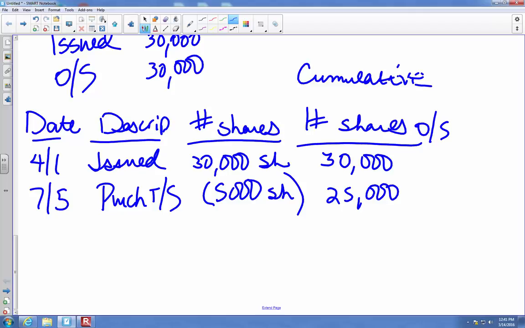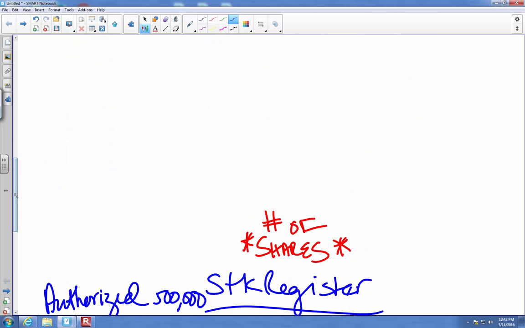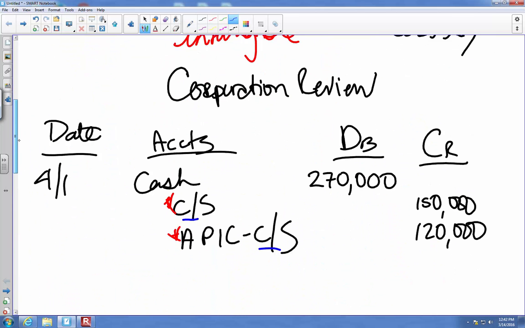Okay, so we went through, go ahead. Okay, I missed the outstanding part. Outstanding. How many shares are outstanding? In other words, outstanding means what? How many are still out there? Okay, so number 2, we issue cumulative preferred stock. Help me remember what that is. What's the difference between cumulative and non-cumulative stock?